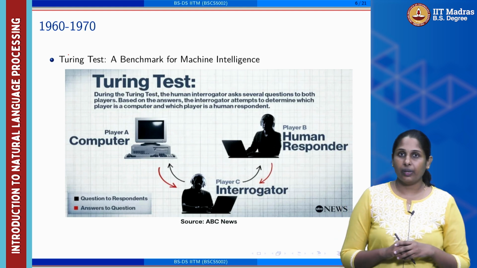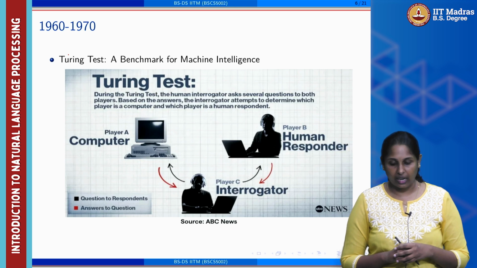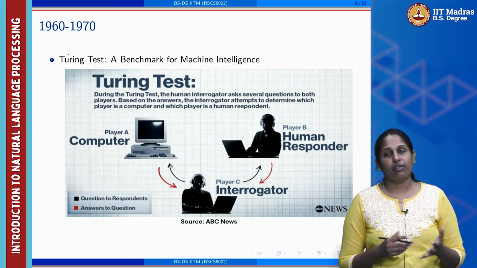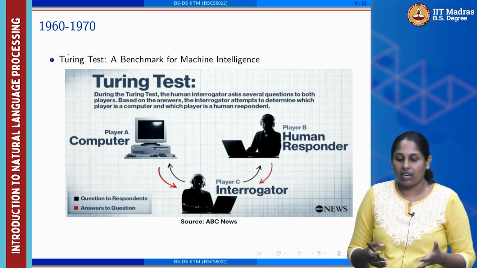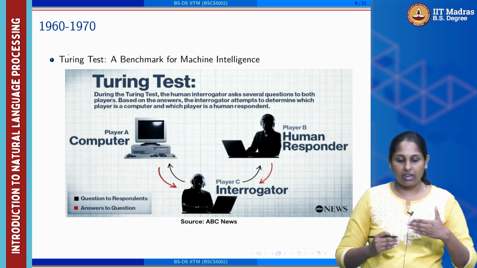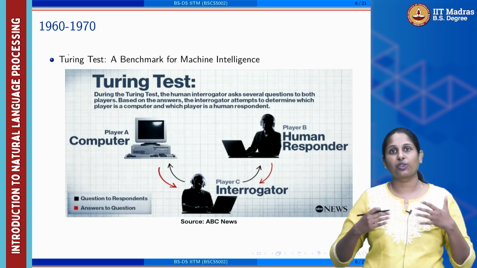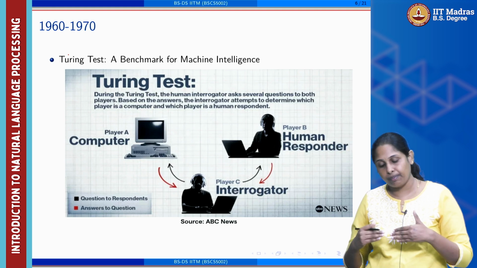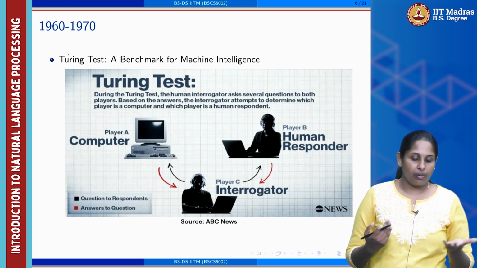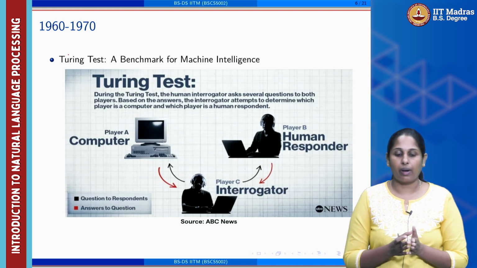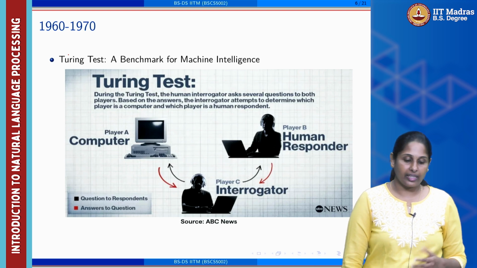So during that period, the Turing test was used as a kind of benchmark. Though later people found out that there are some issues with the Turing test, because it's completely based on the chat between the interrogator, the computer and the human responder. There is a high chance that human bias, that is, the bias of player C, might also show up in the output. So people still found some issues, but this was the best benchmark model used during the 1960s and 70s.